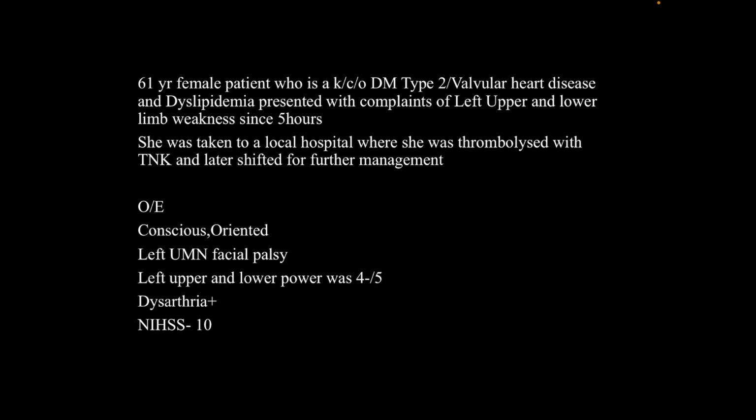A short history, please. Sir, this is a 61-year-old female patient who's a known diabetic with history of valvular heart disease and dyslipidemia, presented with complaints of left upper and lower limb weakness since 5 hours. Initially, she was taken to a local hospital where she was suspected of stroke, thrombolyzed with tenecteplase, and then later shifted here for further management. When we received the patient, she was conscious, oriented. She had a power of 4 minus by 5 in left upper and lower limb with a NIHSS of 10.